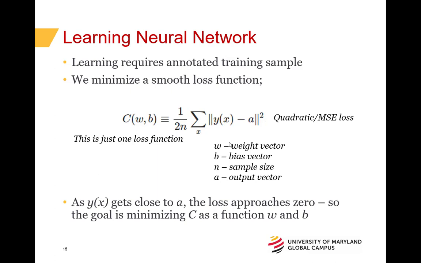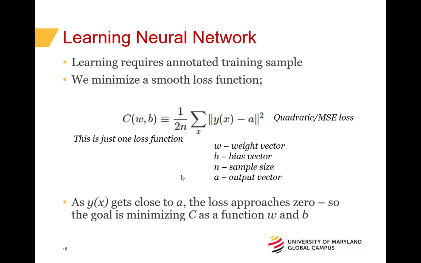The things we actually change in order to find the optimal values of the loss function are the weights and the biases. So that's why the loss function, or the cost function, is a function of the weights and the biases. Here, W is the weight vector, B is the bias vector, n is the sample size in the training data, and a is the output vector, the activation. Okay.